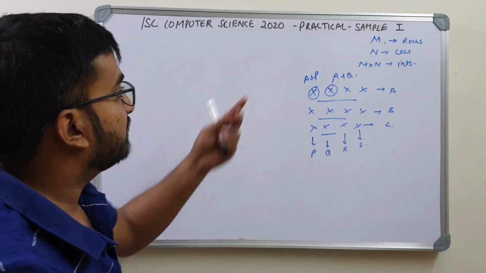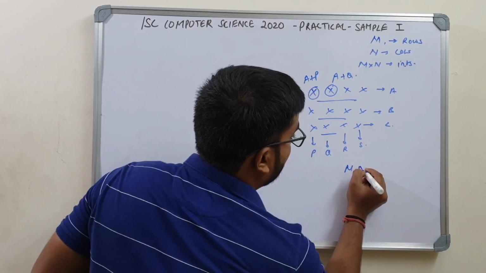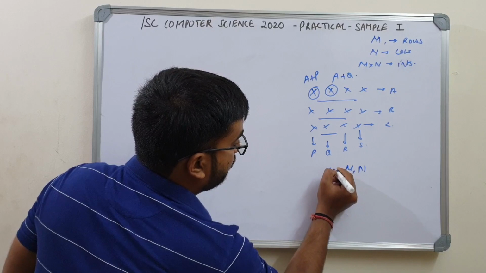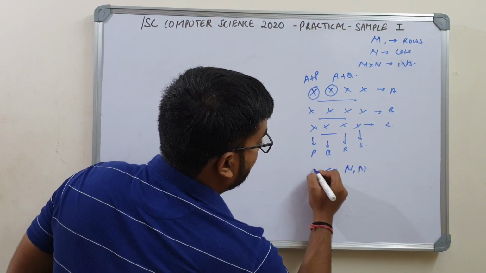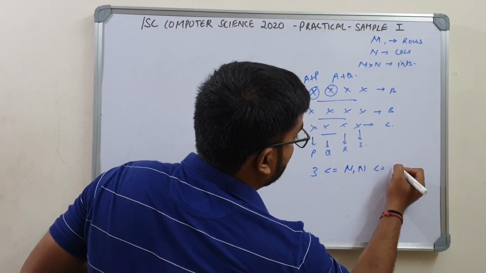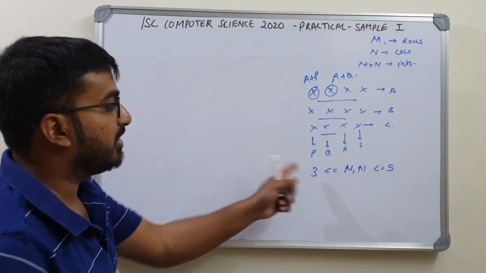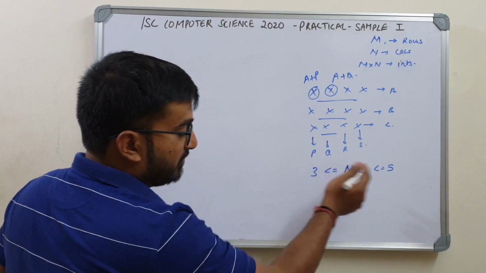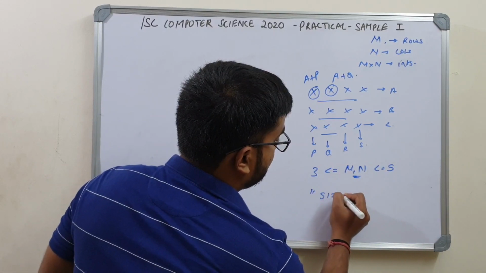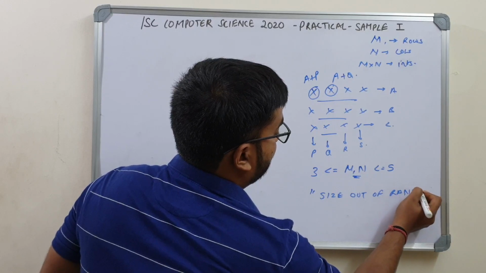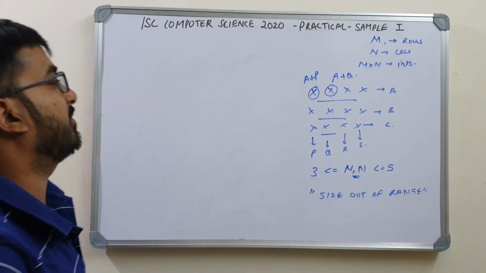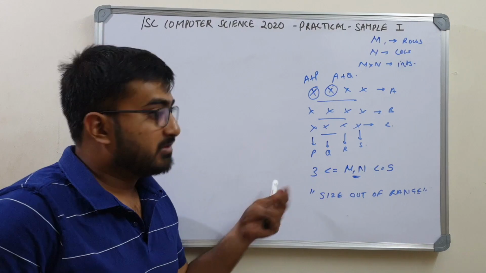Size range we can keep for m and n. So m and n should be greater than or equal to 3 and less than or equal to 5. If any of these values is out of this range, you print size out of range. Okay, this is the problem statement. I guess this is pretty clear.